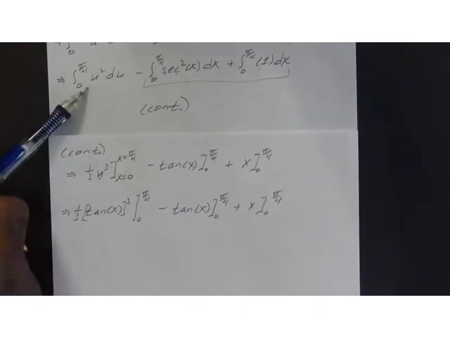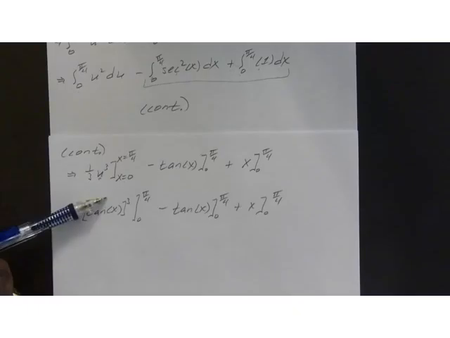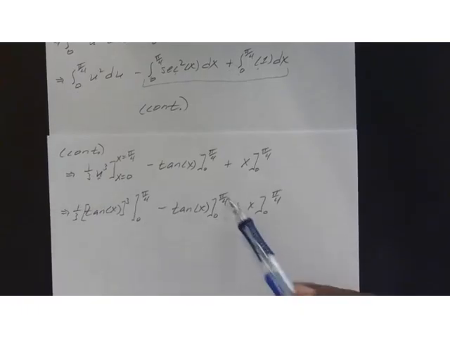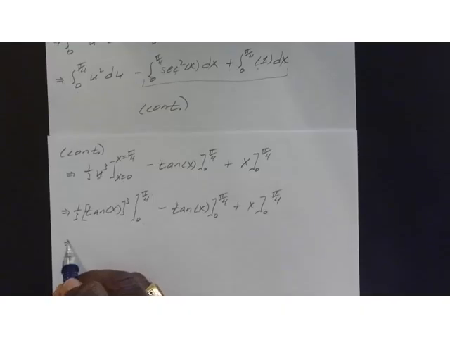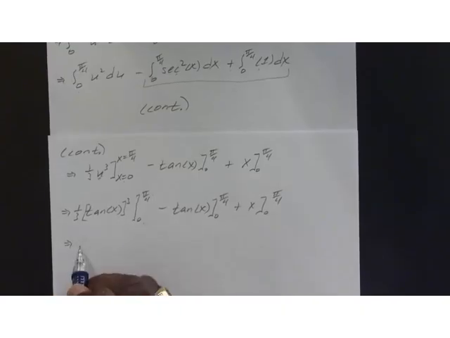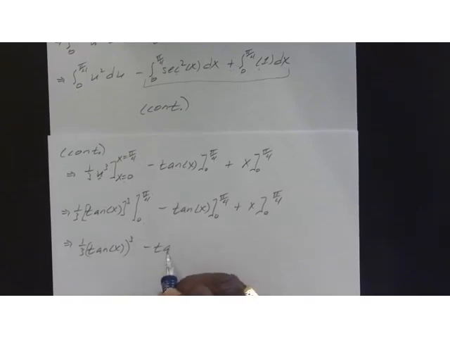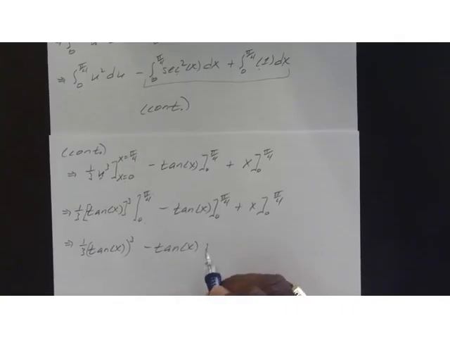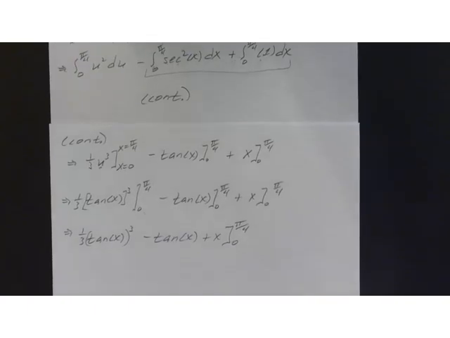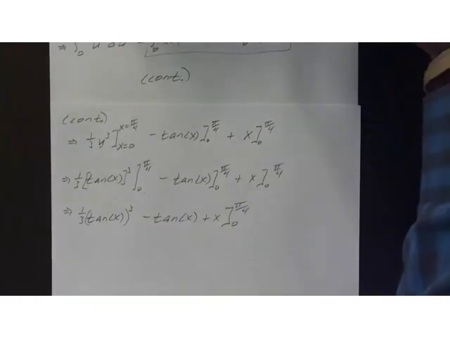Now that we converted that from being a function of u to a function of x, and all of these from 0 to pi over 4, just for the sake of space, I'm going to put them all together instead of doing them all separately. So 1/3 tangent of x to the third power minus tangent of x plus x from 0 to pi over 4. And from there, we just apply the fundamental theorem. So move this out of the way.